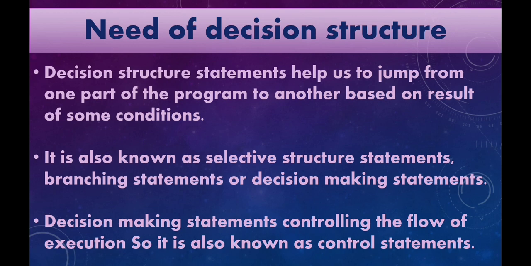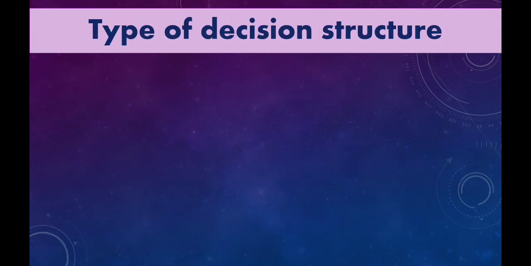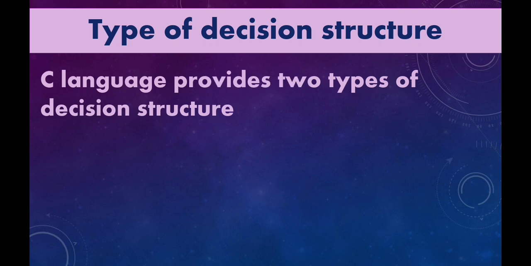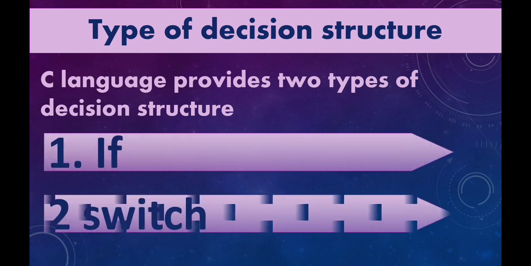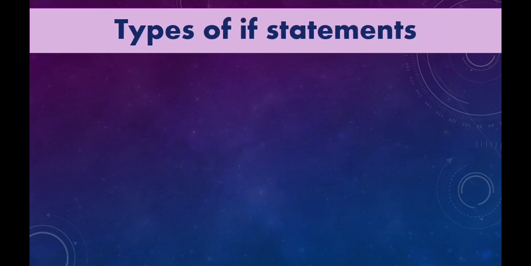So here we have discussed the need of decision structure. Next we are going to discuss the types of decision structure. How many types of decision structures are available in C language? C language provides two types of decision structure. The first one is if, and the second one is switch. So you have to remember: two types, if and switch. Now first we will discuss the four types of if statements.